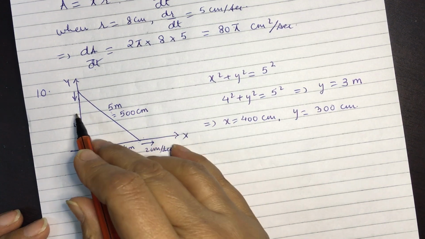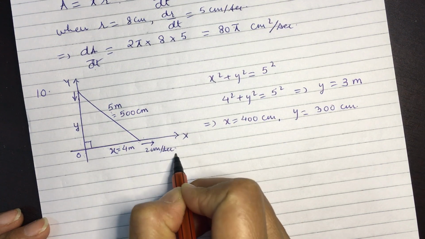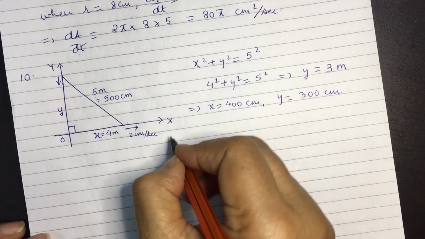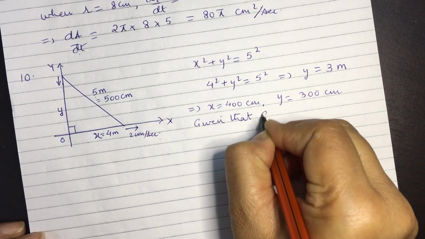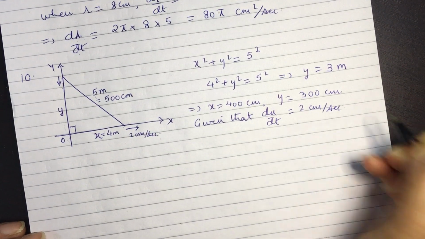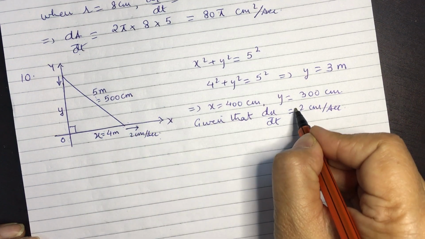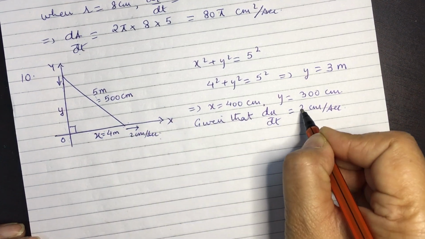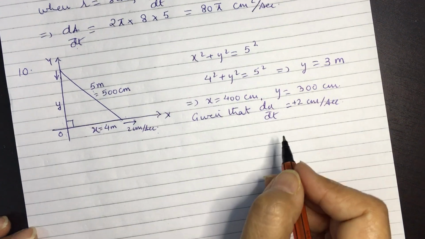Okay, now let's start finding the rate of change of y with respect to time. Now here, y with respect to, why are we doing it with respect to time? Because the unit says centimeter per second. Now given that dx by dt equal to 2 centimeter per second, okay, and it is moving away, and so it is increasing, and so it will be positive. Okay, so we can even write it as plus here.